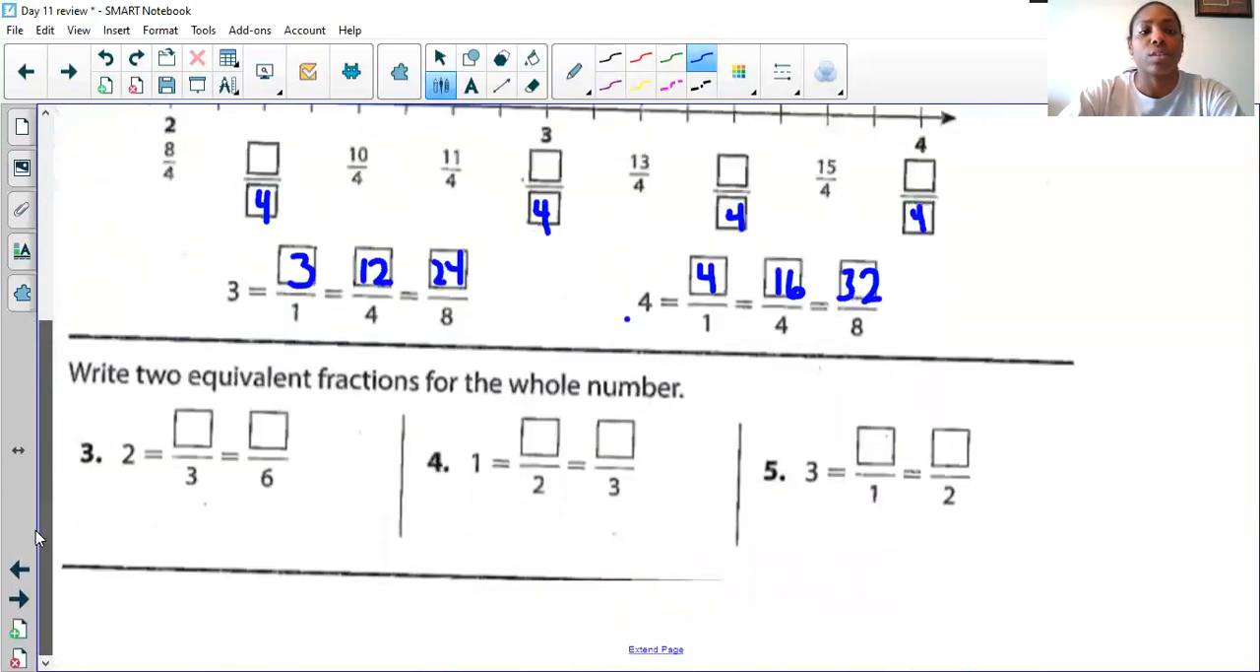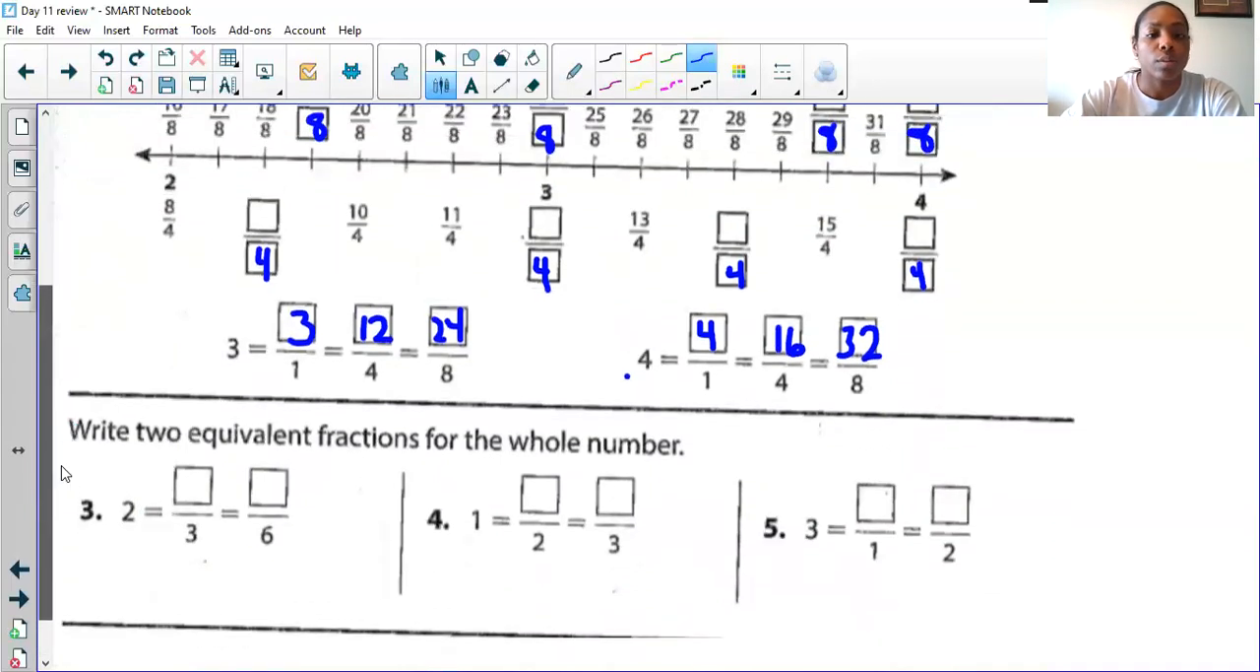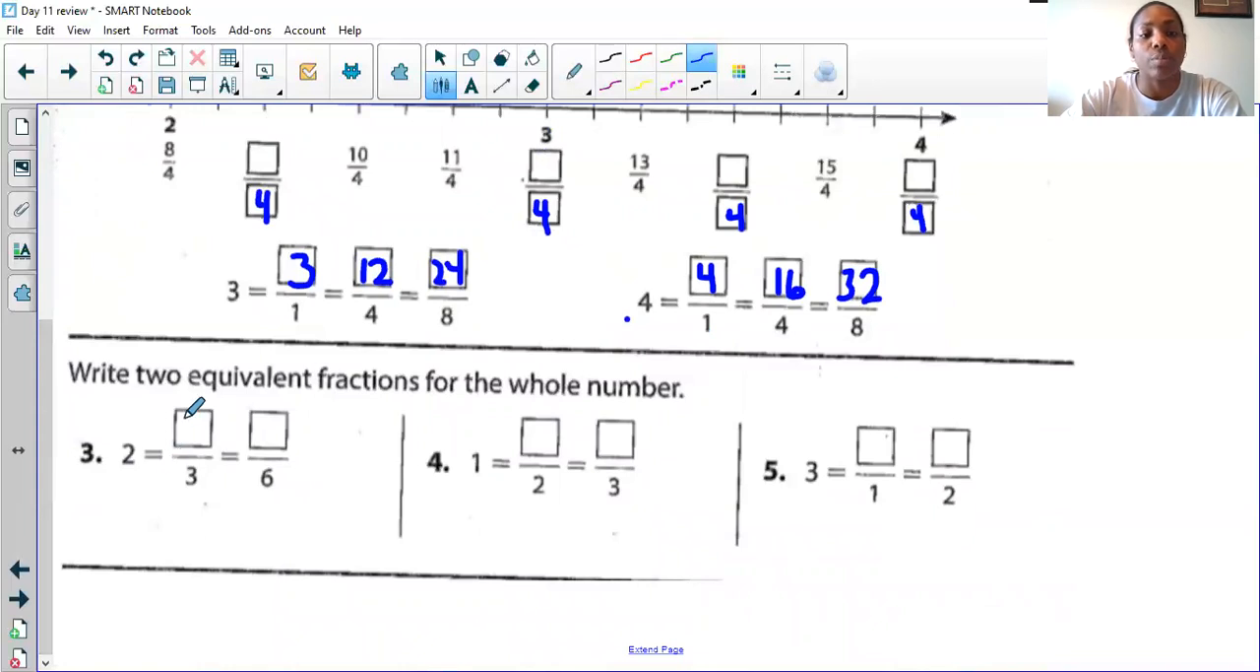So now it's asking us to write 2 equivalent fractions for the whole number. So if anything, take a look right here. 2 is equal to blank over 3. What divided by 3 equals 2? So if I do 2 times 3, and that's what I'm thinking in my head, and I want you to do the same thing, 2 times 3 is going to equal 6. So 6 divided by 3 is going to equal 2. So 2 times 6, what number can I write up here to equal blank divided by 6 equals 2? That's going to be 12, right?